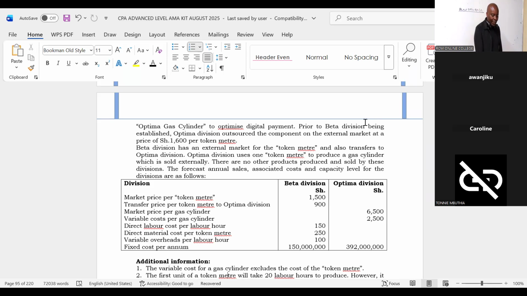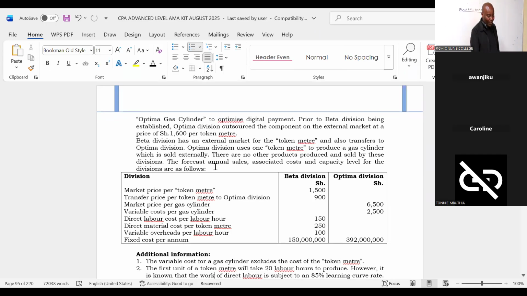Beta Division has an external market for the token meter and also transfers to Optima Division. Optima Division uses one token meter to produce a gas cylinder, which is sold externally. There are no other products produced and sold by these divisions. They forecast annual sales, associated costs, and the capacity level for the divisions as follows. They've given us so many things there.